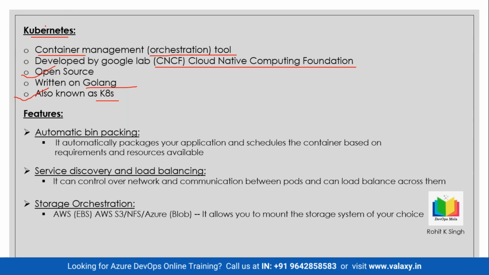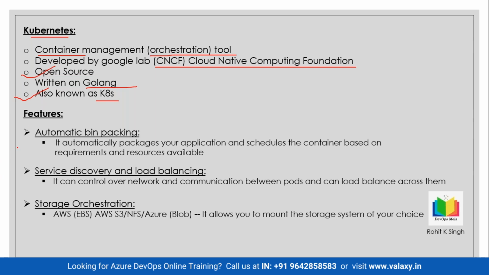Automated bin packing means it will automatically package your application and schedule the container based on requirement and resource availability. Okay, so if you have Kubernetes set up, I'll talk about Kubernetes architecture in a bit. But if you have Kubernetes set up, you just need to write the configuration and give it to Kubernetes. Now Kubernetes will decide where this particular container will be created based on resource availability, and it will automatically package your application. It will go and deploy your application as a running container based on resource availability.